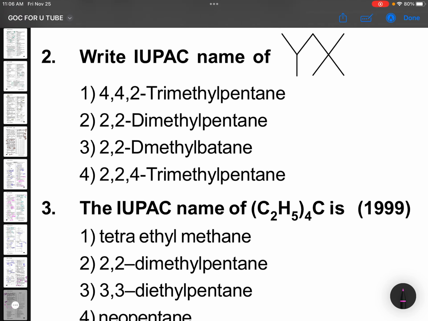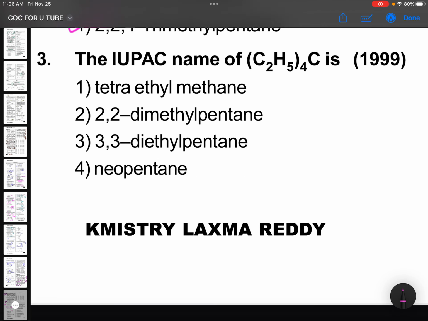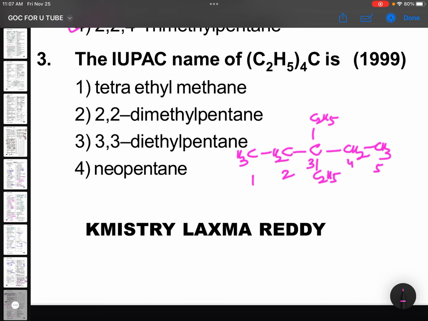Write the IUPAC name of this compound. So start from here: 1, 2, 3, 4, 5. Take C2H5 for C. This C2H5 I am writing in expanded form, and this side also I am writing in expanded form. So 1, 2, 3, 4 and 5. The name is 3,3-diethylpentane.